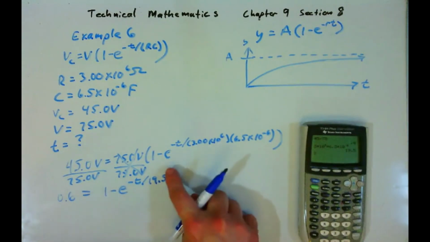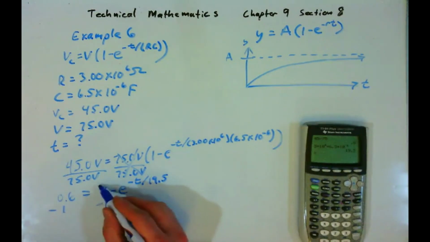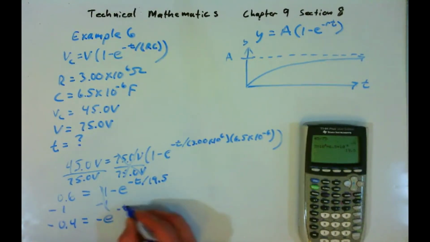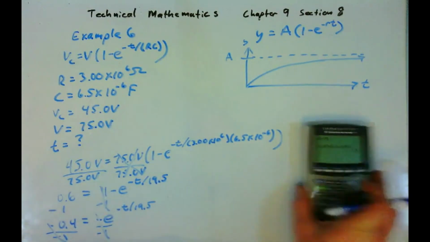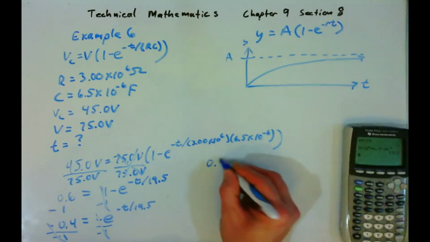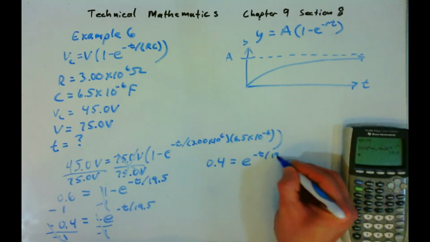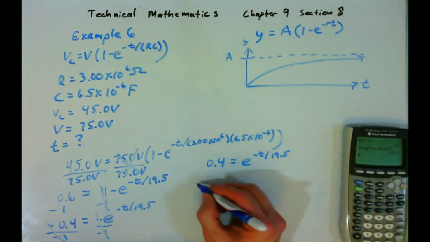Now I don't really need the parentheses here anymore. Now I can subtract 1 from both sides. These cancel, and we're going to be left with negative 0.4 is equal to negative e to the negative t over 19.5 power. I can divide both sides by negative 1, and that cancels the negative on each side. And so we get 0.4 is equal to e to the negative t over 19.5 power. And so now we can take the natural logarithm of both sides.